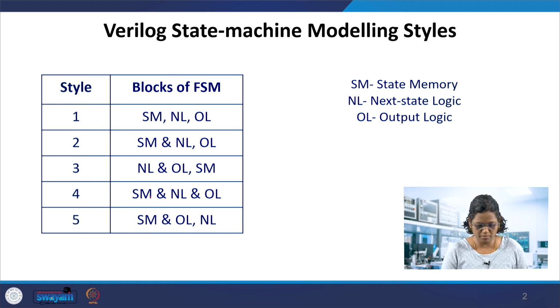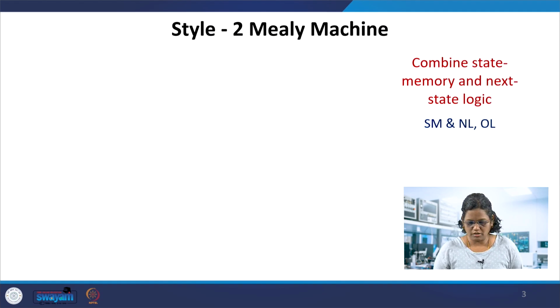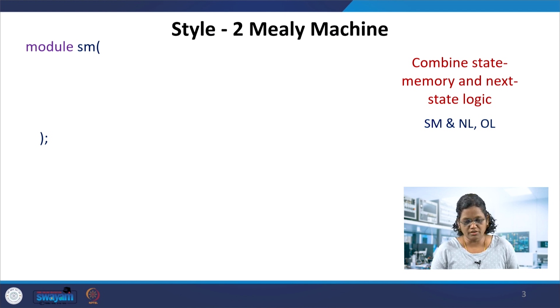If you combine all of them, it is style 4. Combining state memory and next state logic, or next state logic and output logic, or state memory and output logic, with the other block kept in a separate always block, gives styles 2, 3 and 5. Style 1 we had already gone through in different sequence detectors and Mealy machines. So for style 2, we combine the state memory and next state logic.